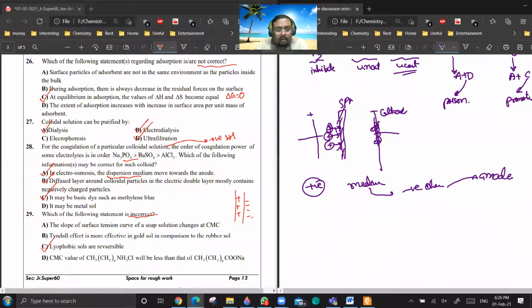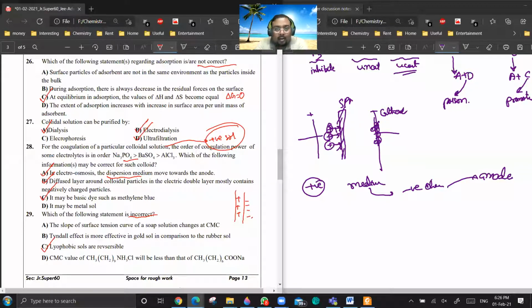Sir, the colloidal... what about D? 28D. D cannot be a metal salt. No, metal salts are negatively charged salts. It's a positive salt. Yeah, okay, sir. Okay.